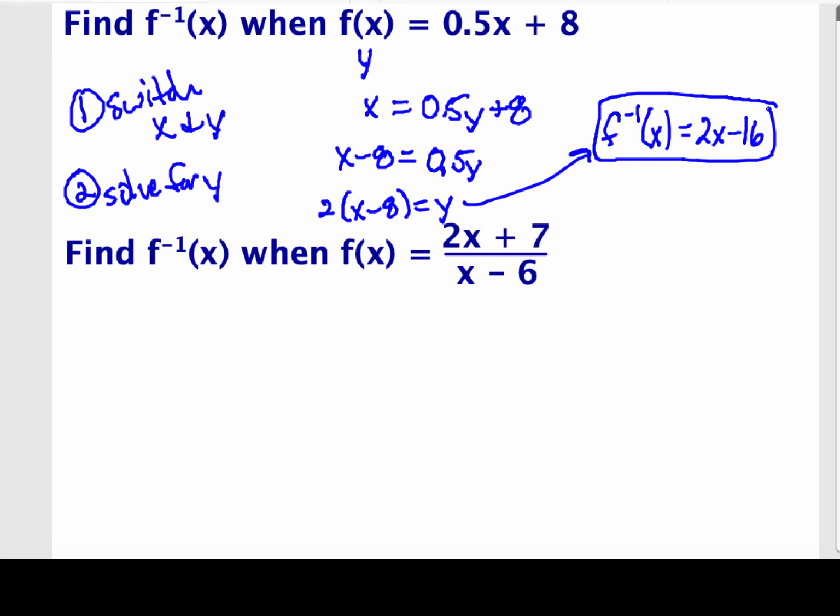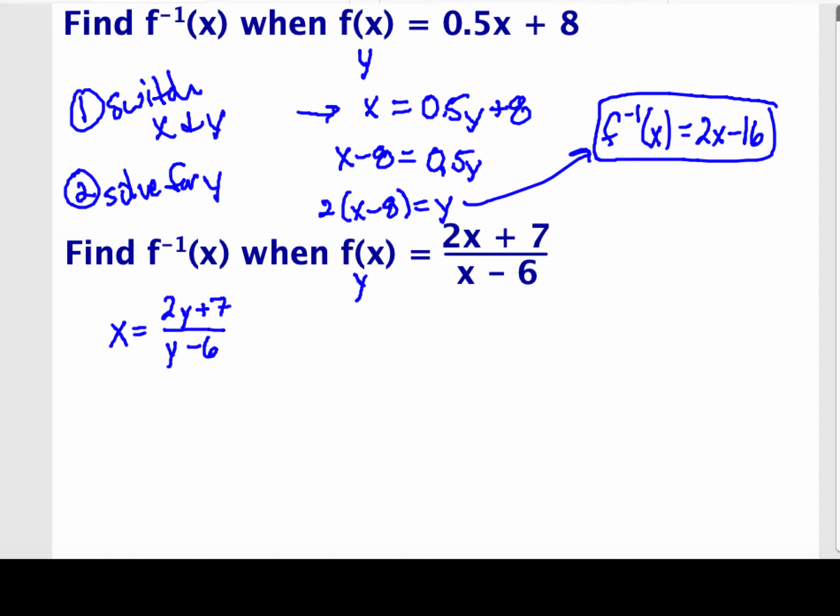Again, step 1, switch x and y. Step 2, solve for y. The function down at the bottom gets a little bit trickier, so I'm going to walk you through that one. I'm going to go kind of quick here. But let's imagine, if I take out f of x and I call it y, but then I'm going to switch x and y, right? So again, if I call this y, but switch x and y, this gets a little tricky. I'm going to say x equals 2y plus 7 over y minus 6.